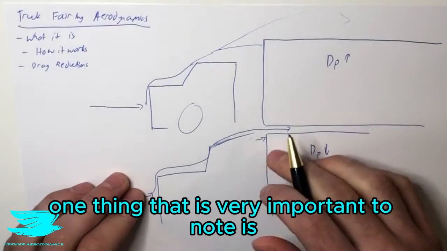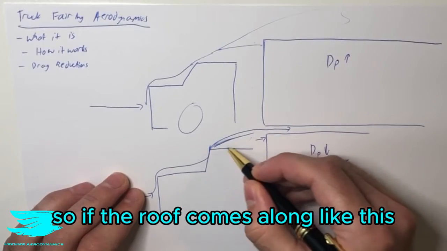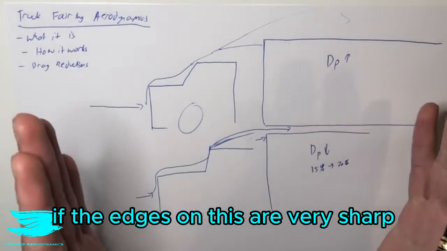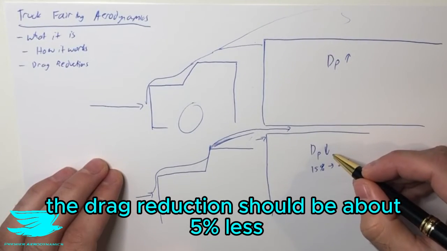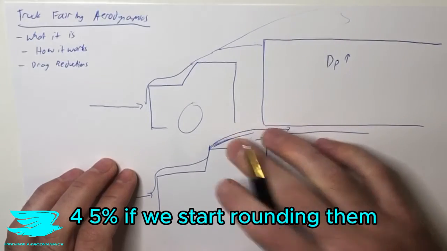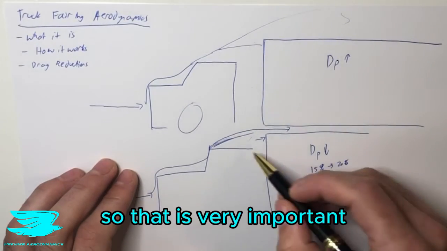One thing that is very important to note is the edges of this fairing here. So if the roof comes along like this bit sticking up. If the edges on this are very sharp, the drag reduction will actually be about 5% less, up to 5%, maybe 3, 4, 5%. And if we start rounding them, we can get to about 20%. So that is very important to do.